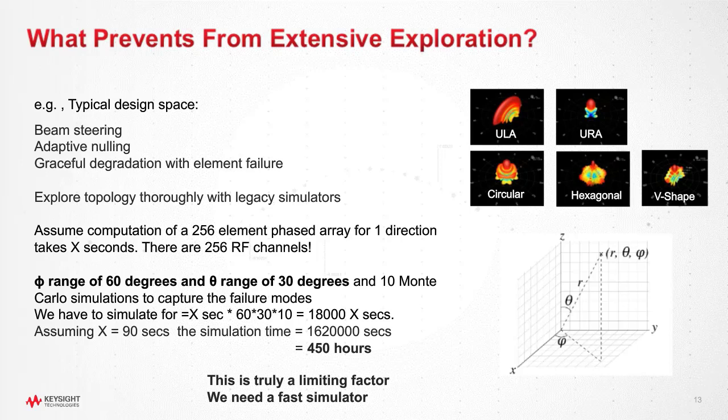As I said, a very good RF simulator on hand can probably do a very fast simulation of 256 RF channels in about 90 seconds. Then we are looking at 450 hours of simulation. This is a huge time to see how the phased array is functioning for one exploration. Now, if you have another parameter on top of this, you have to do another 450 hours of simulation. So this can very quickly become a limiting factor. So we really need a very good and very fast simulator for phased array exploration.